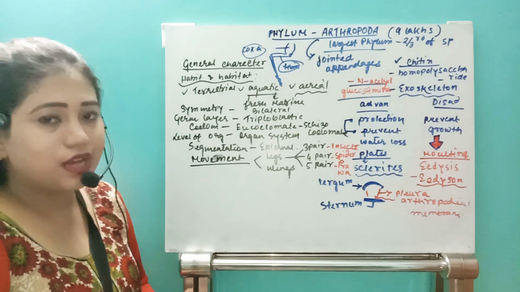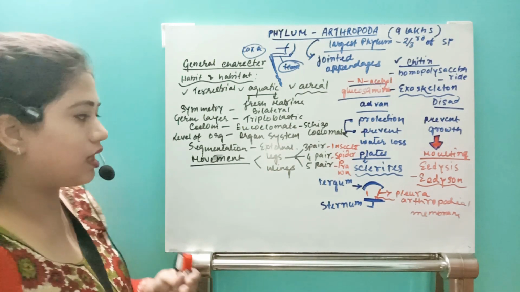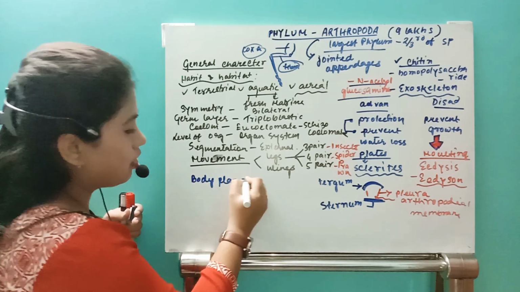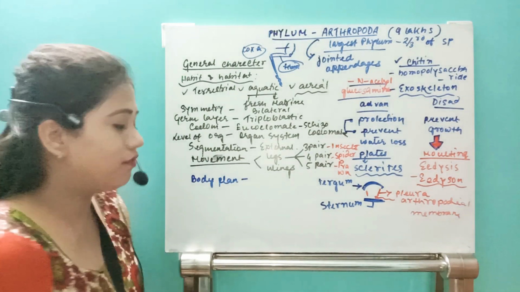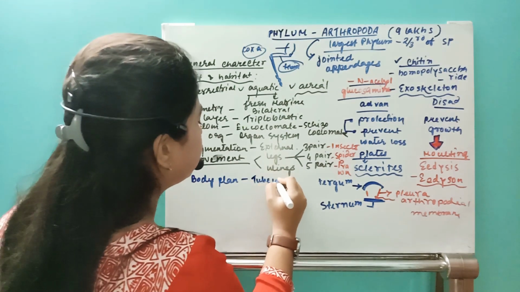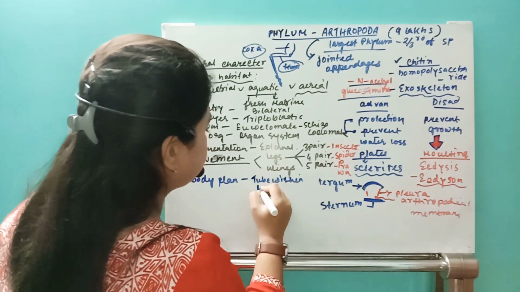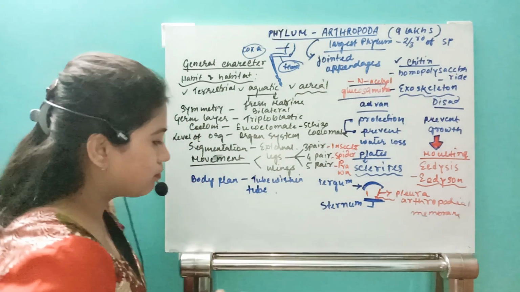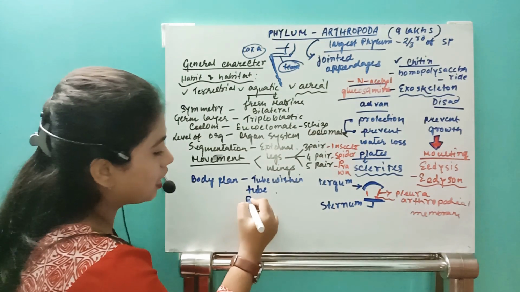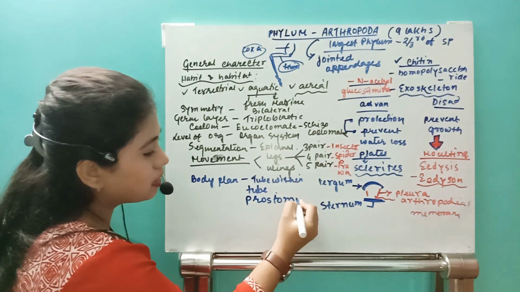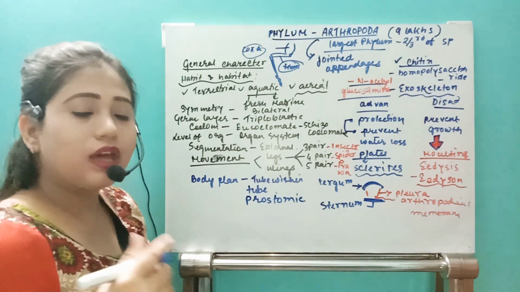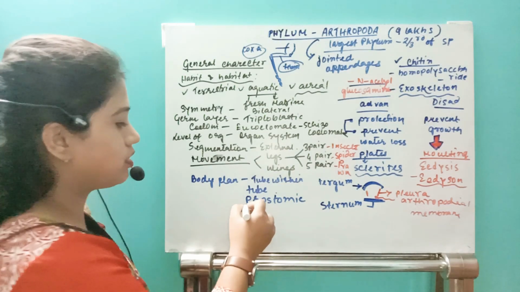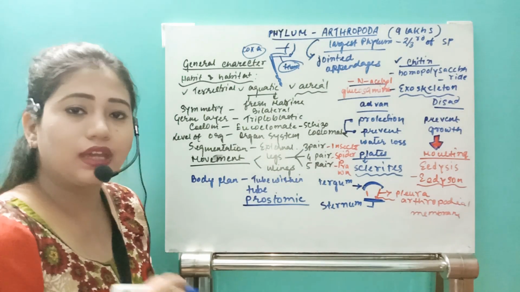Now, after that, come to their important characteristics, their body plan. What type of body plan will they have? They will have a tube within tube body plan. Another characteristic is that they are protostomic. Protostomic means that in the embryonic stage this organism first develops the mouth, and then it forms the anus. So this is the protostomic characteristic.